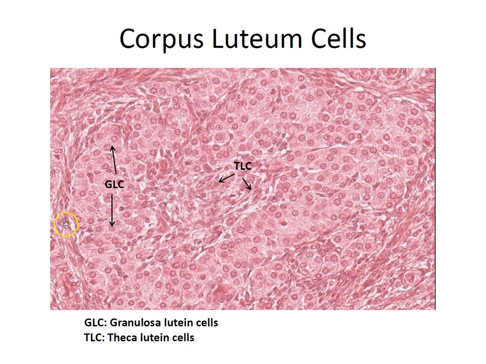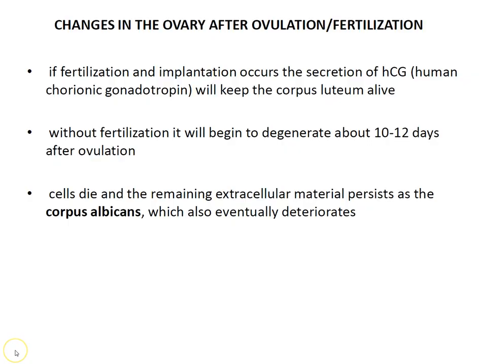Now, granulosa lutein cells are large cells, and they are derived from the granulosa cells, while the theca lutein cells are small, deeply stained, and derived from the cells of the theca interna layer. If fertilization and implantation occur, the secretion of HCG will keep the corpus luteum alive.